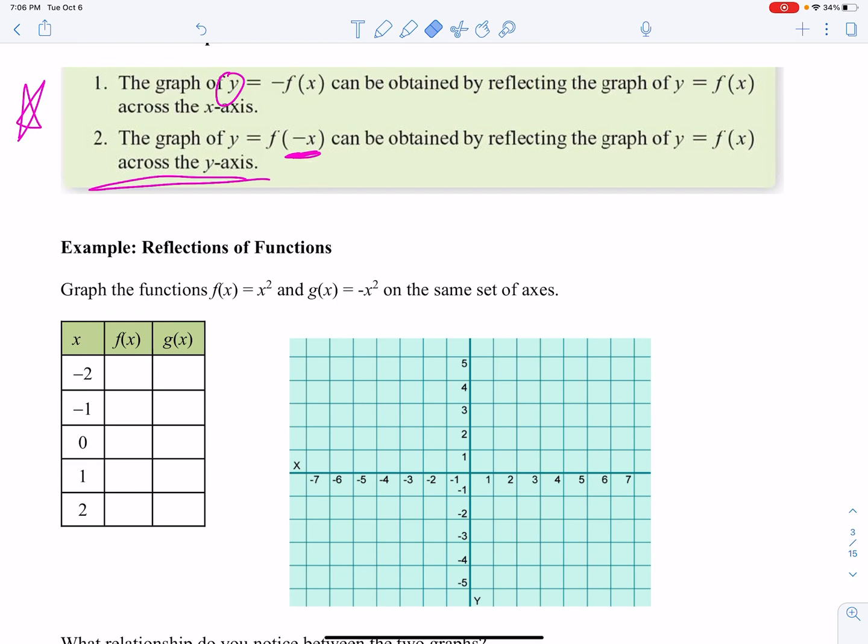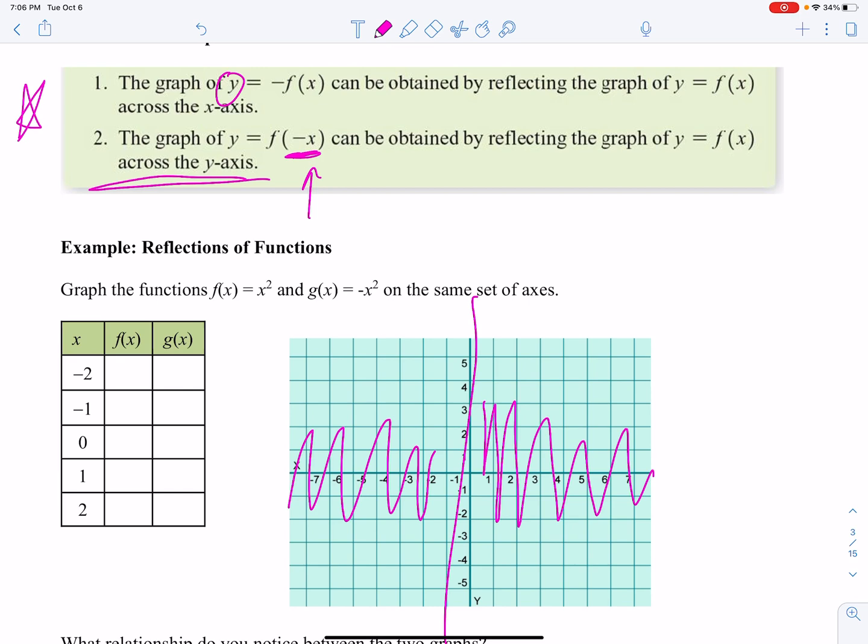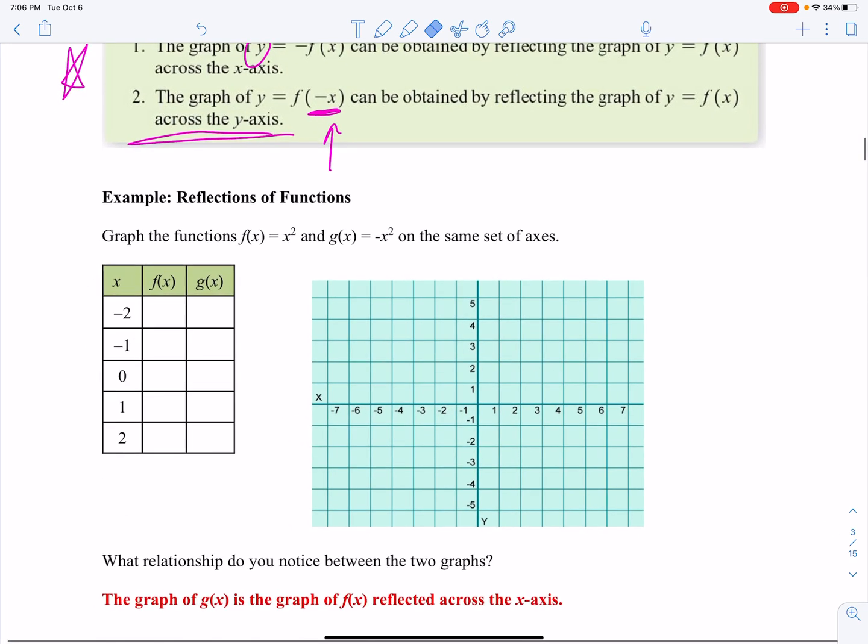And then right here, if we're multiplying the x values by a negative, that means any positive x values here now become negative x values. So we're flipping across the y-axis. So these are just some easier ways to remember this. All right, so let's actually see this happen now.